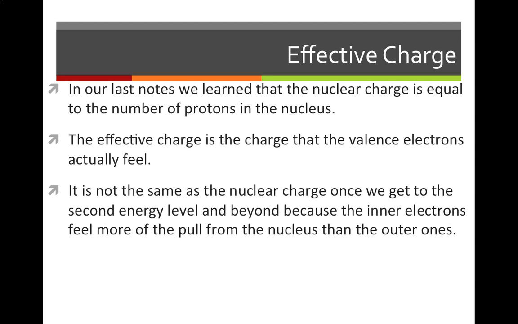And that's because we have energy levels in between. So it is not the same as the nuclear charge once we get to the second energy level and beyond, because the inner electrons feel more of the pull from the nucleus than the outer ones. Those negative electrons are going to interfere with the negatives that are further out, because they repel each other like the same ends of a magnet would repel each other, as opposed to the pulling in that we would normally see from the protons, which are positive, to the electrons that are negative.